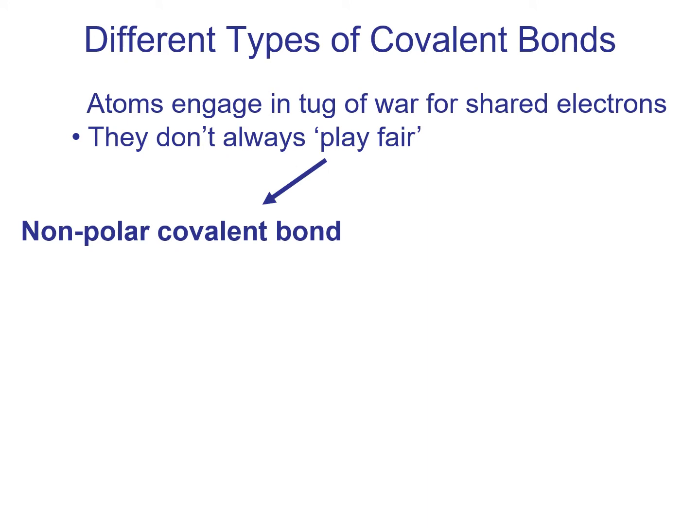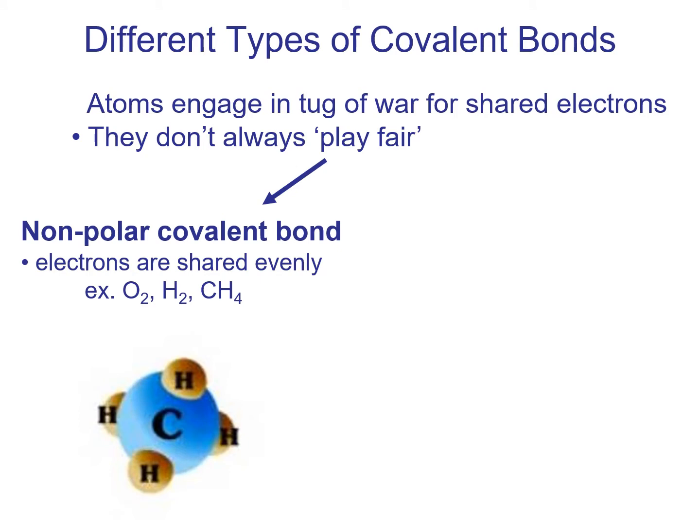So in non-polar covalent bonds, electrons are shared equally, and a nice example would be a diatomic molecule like oxygen O2, so two oxygen atoms stuck together, or diatomic hydrogen. Of course, in that case, for those molecules, the atoms are the same, so they have the same electronegativity. Methane, CH4, hydrogen and carbon don't have the exact same electronegativity, but it's pretty close.